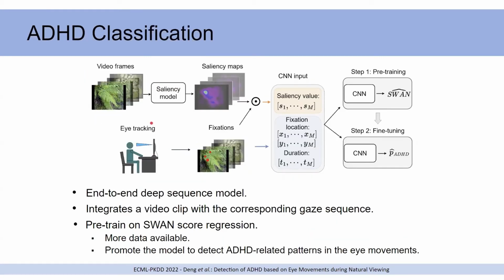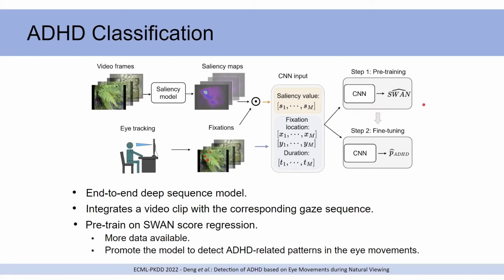For this, we develop a neural sequence model, which takes as input the eye gaze and video. We use pre-trained saliency maps to highlight possible regions of interest in scenes and collect the map's predictions at every fixation location to generate a sequence of saliency values, which is merged with the sequence of fixation location and duration, and fed into a 1D convolutional neural network.